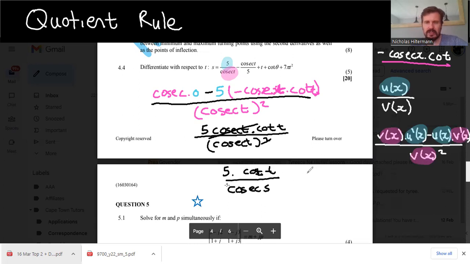I'm not sure if that simplifies. I'm just going to check. So cot is 1 over tan, and tan is sine over cos, so that's cos over sine. And cosec is 1 over sine. So it doesn't really simplify, we kind of get cos over sine squared. So no, I'm going to leave it as that.